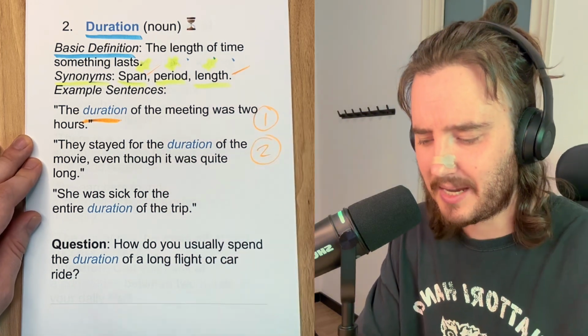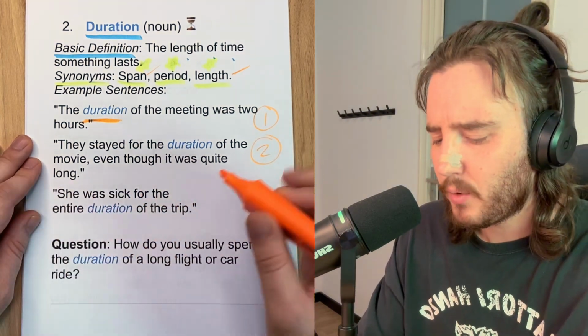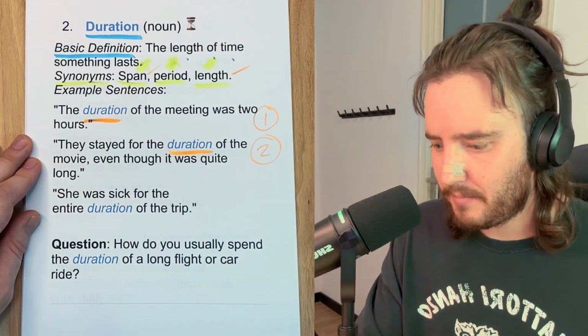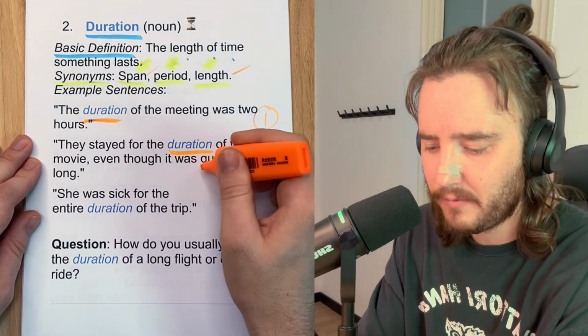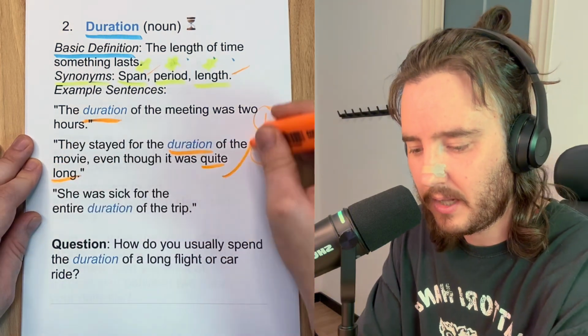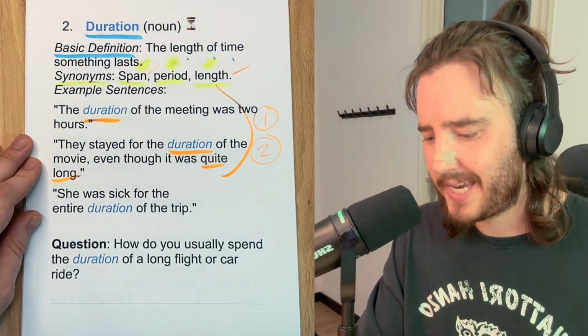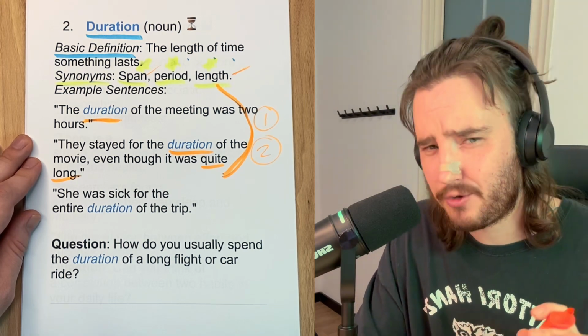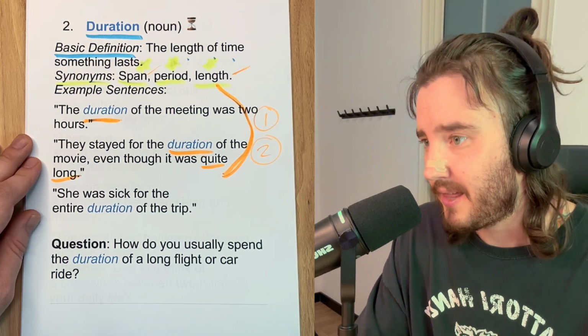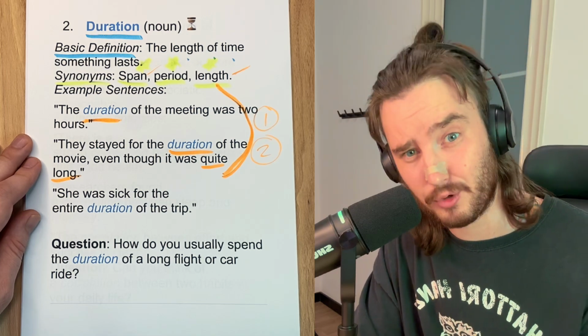Here's another example sentence. They stayed for the duration of the movie, even though it was quite long. This movie was quite long. Even though it was so long, they stayed for the duration. We could also say the full or complete duration.